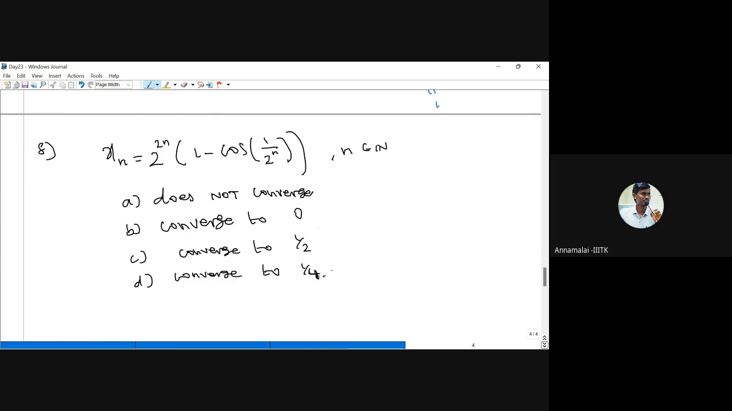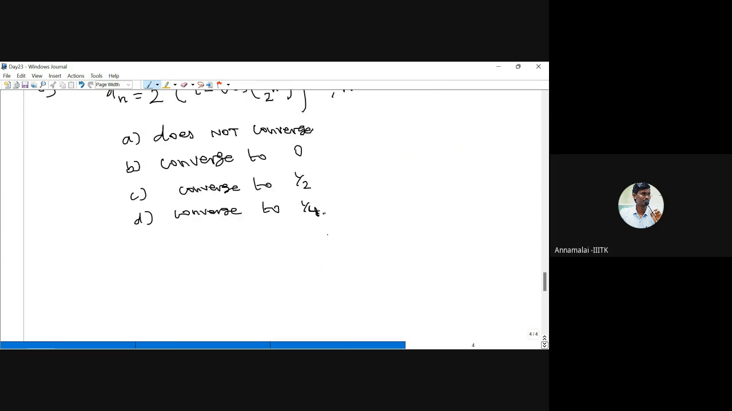Okay. So first you have to simplify this. We know the formula for cos x by Taylor series expansion. We know that cos x is nothing but 1 minus x square by 2 factorial plus x power 4 by 4 factorial, alternating plus and minus, x power 6 by 6 factorial and so on. So this is cos x.